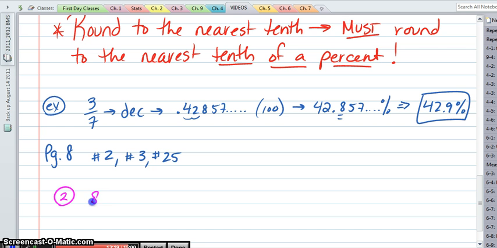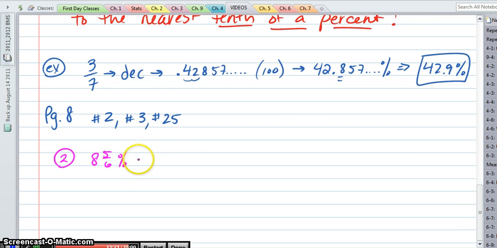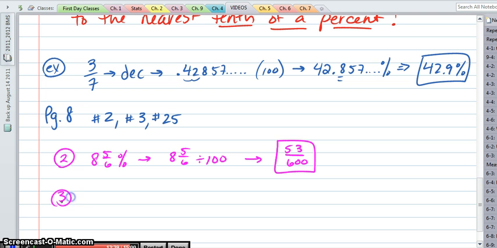Number 2 was 8 5/6%. So again, this was one of those funky ones that you had to start off with 8 5/6 over 100 and set it up as division. When you do that and you simplify, you will get 53 over 600. Number 3 was 10.5%. This one's not so bad.